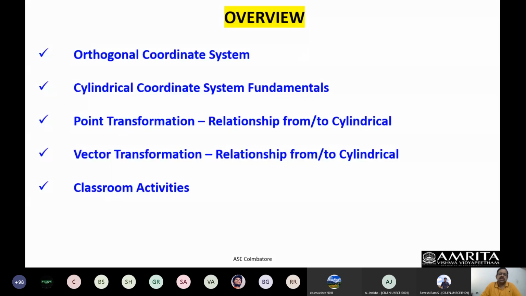So please pay attention to the cylindrical coordinate system fundamentals. When I say fundamentals, what are the coordinates? Three coordinates that define a cylindrical coordinate system, and what are the unit vectors associated with these three coordinates. That is what. Now finally, as usual, we are going to have some classroom activity through solving problems.